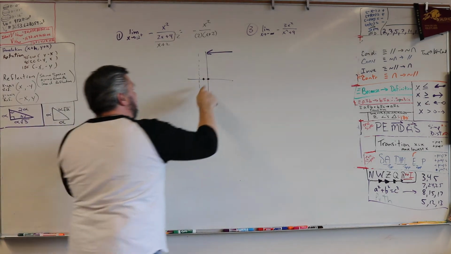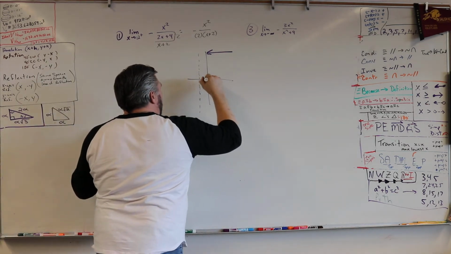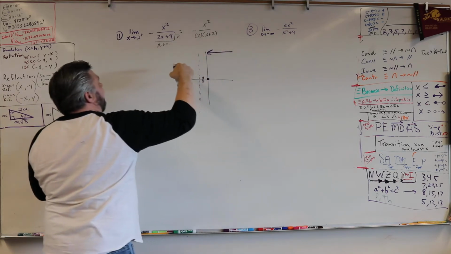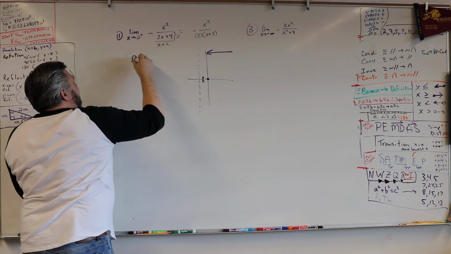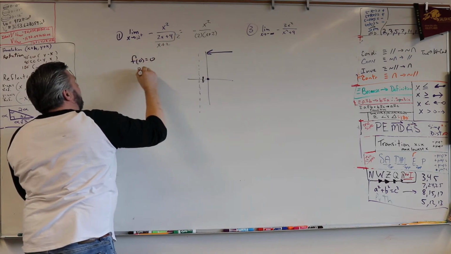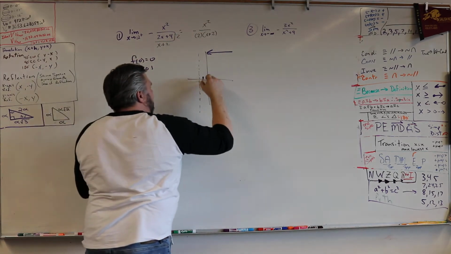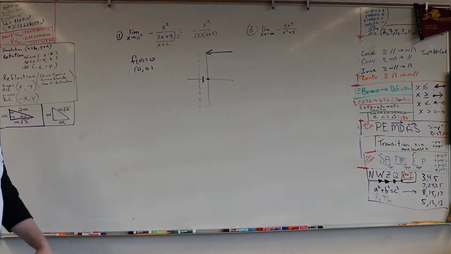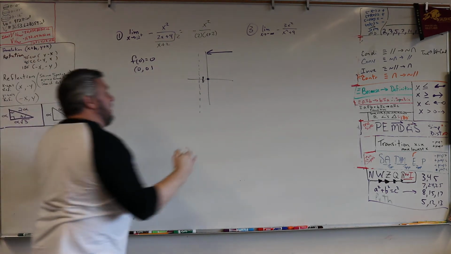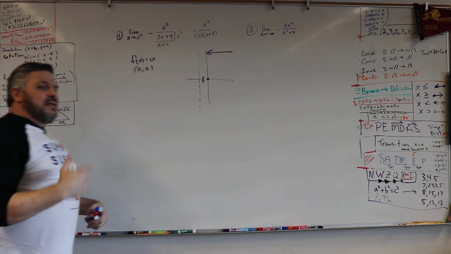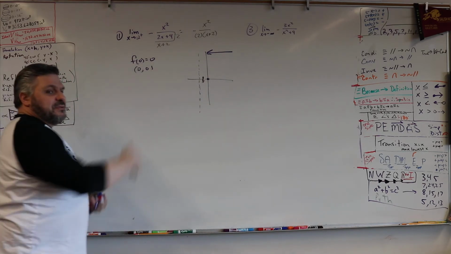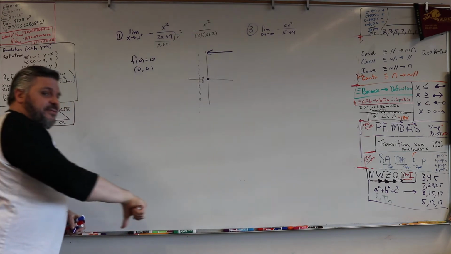Now, if I plug in 0, it's going to be 0, right? Because this x goes to 0, so f of 0 is going to equal 0, which means 0 and 0. So at the origin, I have a point. Now when I plug in -1, it's going to either go up or it's going to go down. And that's going to let me know whether the function's going towards infinity or negative infinity.